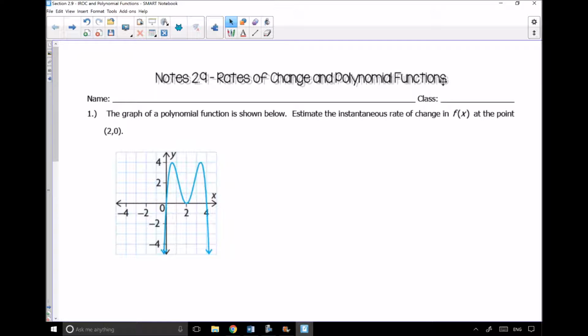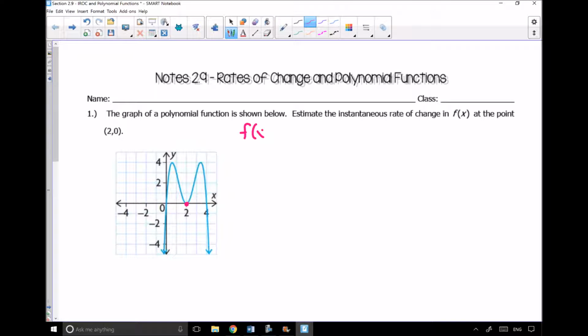So number one, it says the graph of a polynomial function is shown below. Estimate the instantaneous rate of change in f of x at the point (2, 0). So I want to find what my rate of change is going to be right here. Well, in order for me to be able to do that, I have to find my equation. So that's what I'm going to start off by doing.